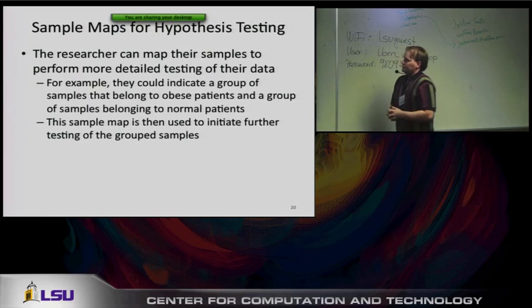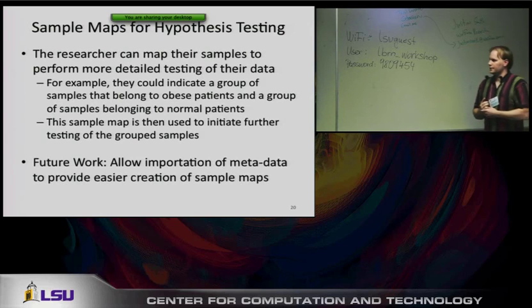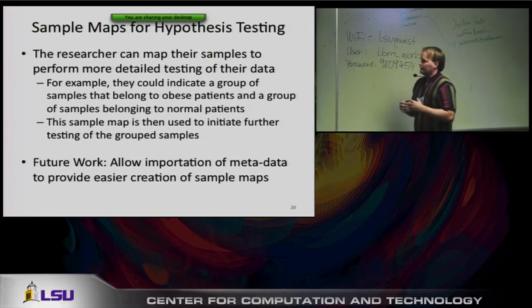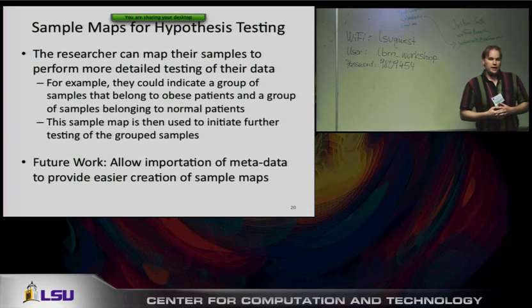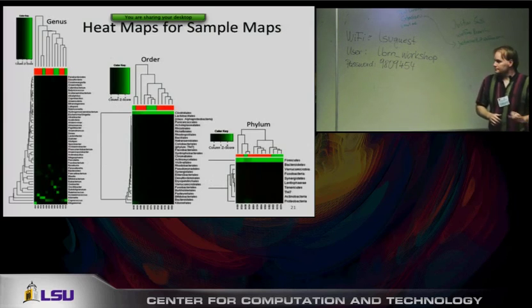And then the researcher can generate those sample maps to investigate the hypotheses that they want, so they can enter in any information and just say, I want to look at these samples versus those samples. But that requires a lot of interaction, so some more future work that we want to do is to allow an automated importation of some metadata to provide easier creation of these sample maps, and also possibly automated hypothesis testing.